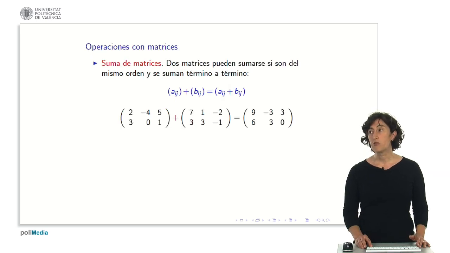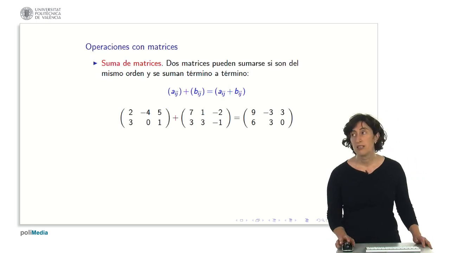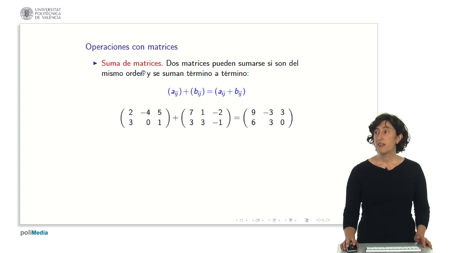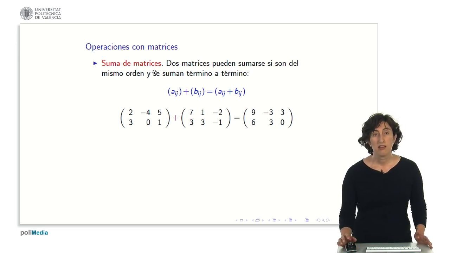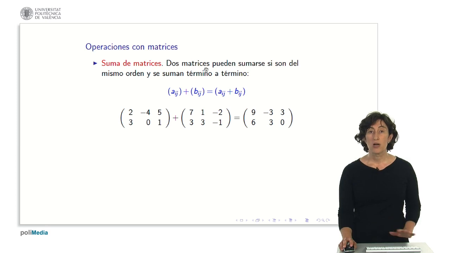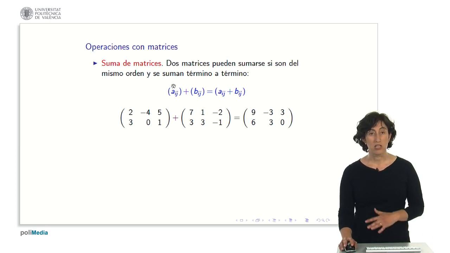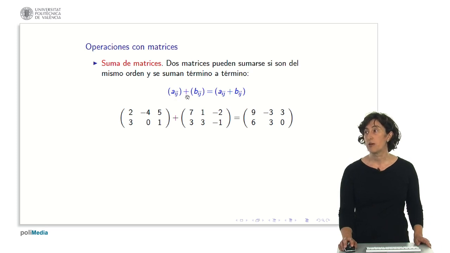Once we have remembered what a matrix is, we are going to see what operations we can do with them. The first thing we can do, and the easiest thing, is what we call the addition of matrices. Two matrices can be added if they are of the same order, and then they are added term by term. That is, I could do a sub ij plus b sub ij, always when a sub ij and b sub ij have exactly the same number of rows as columns. And so I add the elements one by one.